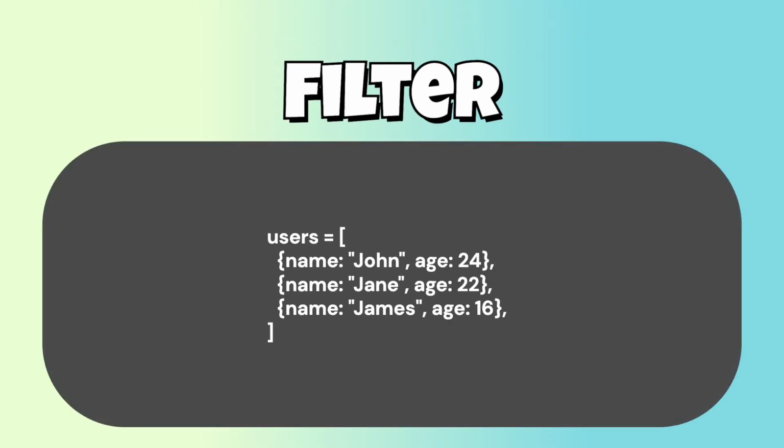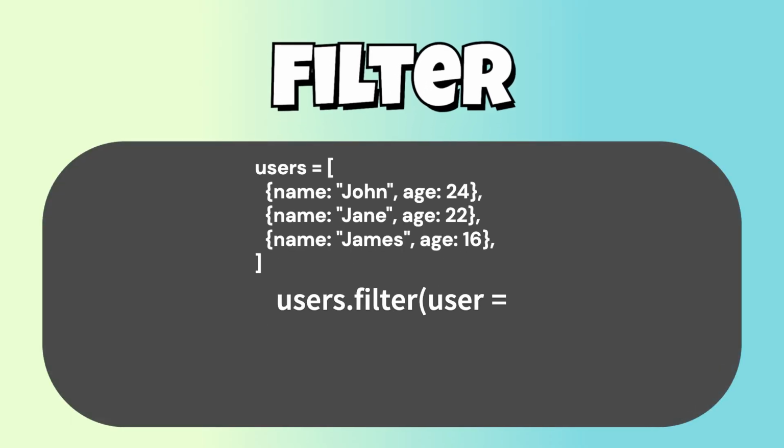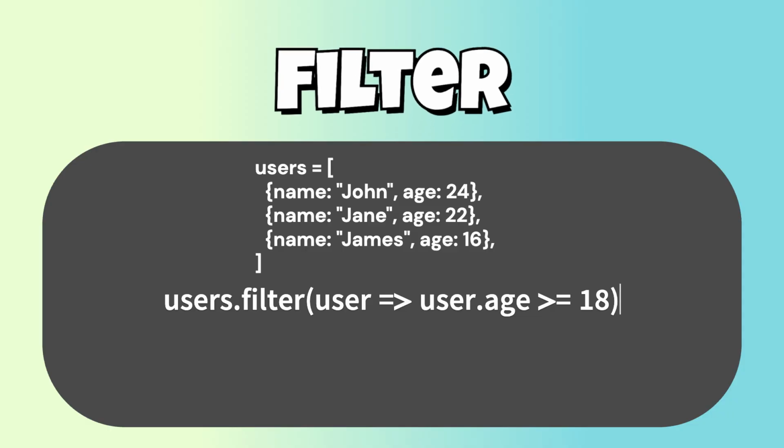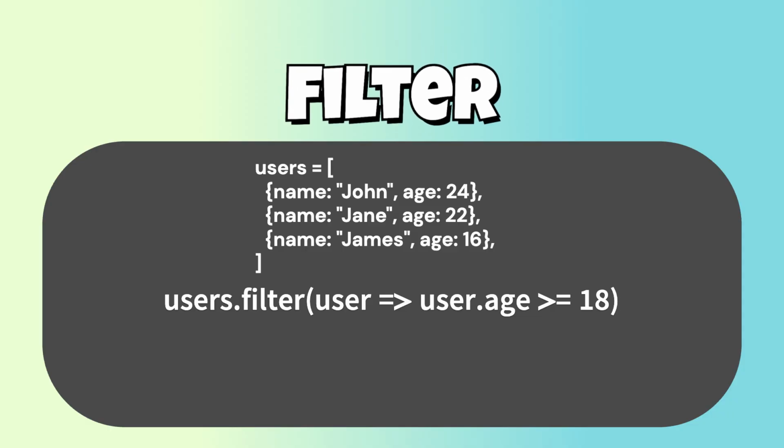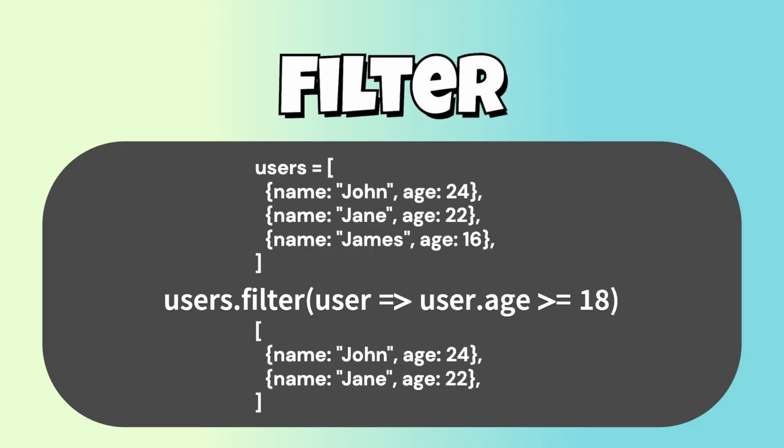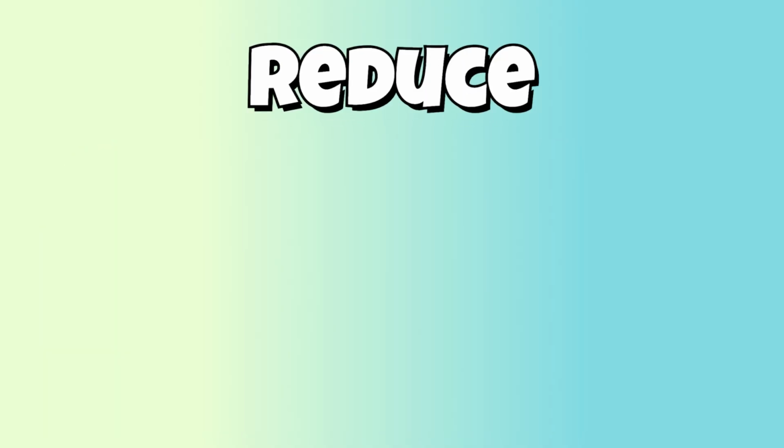Next, filter. Imagine you've got a list of users and you only want the ones who are adults. Users.filter user fat arrow, user.age greater than or equal to 18. Now you've only got the users who can legally buy a beer. Simple and clean. And finally, reduce.